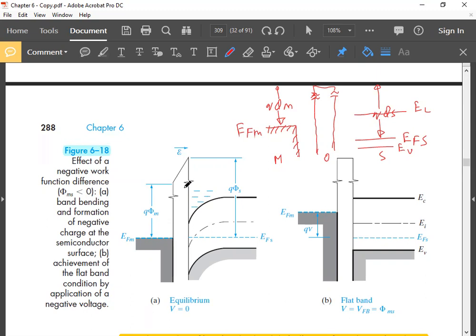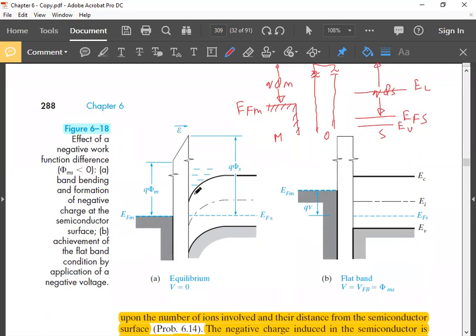Now, as I told you, the first thing you have to do in this scenario is forget about everything. The first thing you have to do is make the bands flat. So how can you make the bands flat? By applying a negative voltage on the metal with respect to the semiconductor. And what will be the magnitude of that voltage?